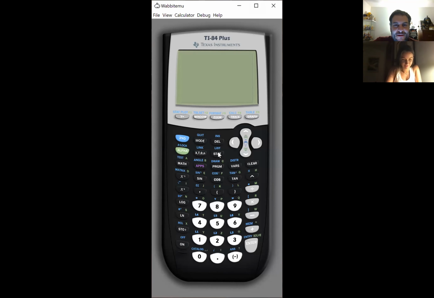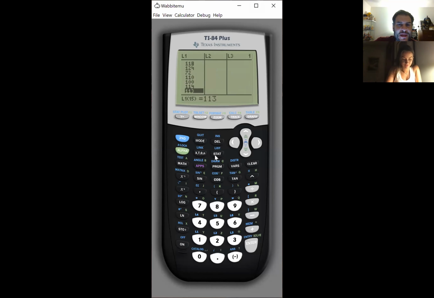All right, so in my calculator, let me turn on the calculator. I already entered the data set here. I entered all 78 of the data set. And what I want to do is find the mean of that data set.